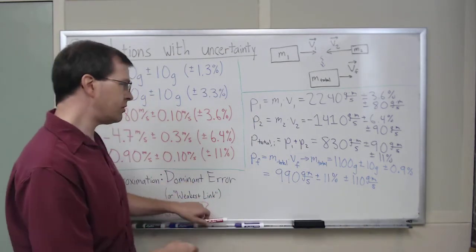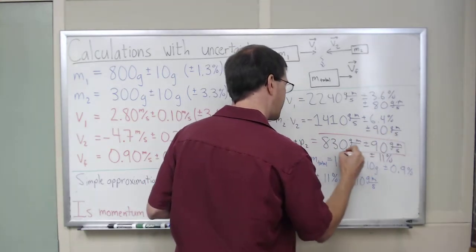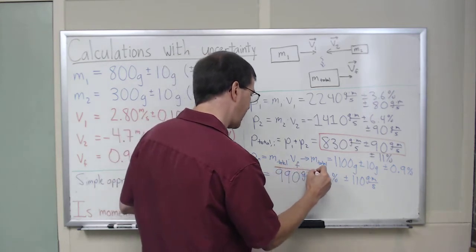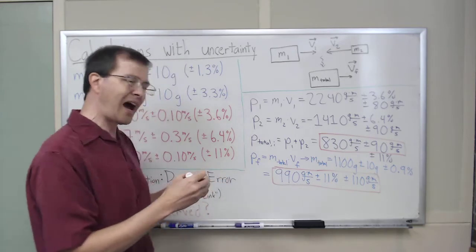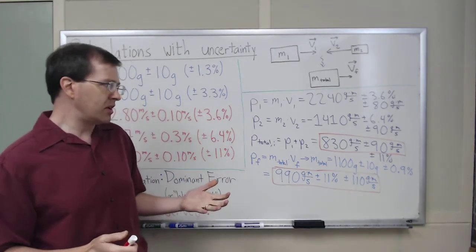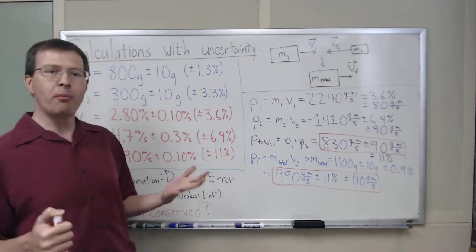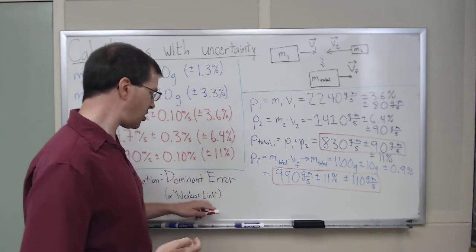My initial momentum is 830 gram meters per second plus or minus 90 gram meters per second. My final momentum is 990 gram meters per second plus or minus 110 gram meters per second. And I want to know, are these consistent with each other? Is momentum conserved? That was my question.